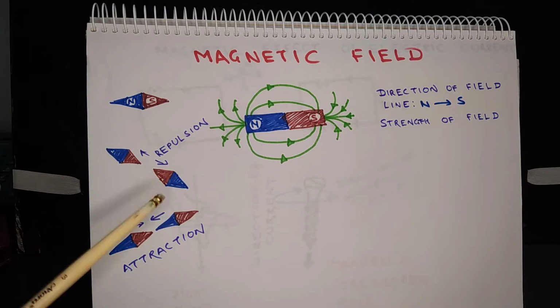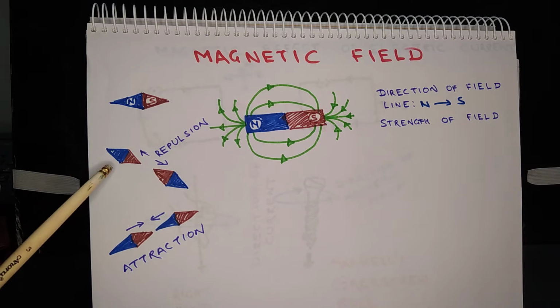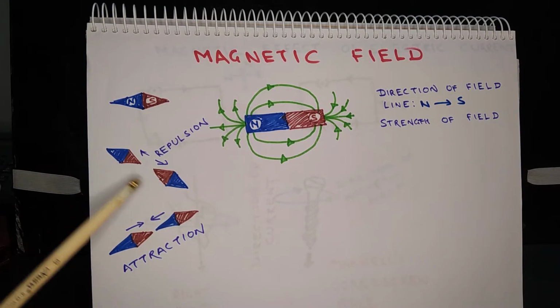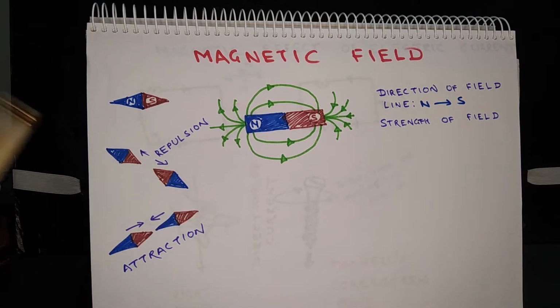Another property is that like poles repel each other. So when two magnets' similar poles are brought close to each other, they will repel each other, and unlike poles attract each other. Now, magnetic field is the area up to which the magnetic attraction works. So magnetic field is stronger near the magnet and it becomes weaker when we go far from the magnet.